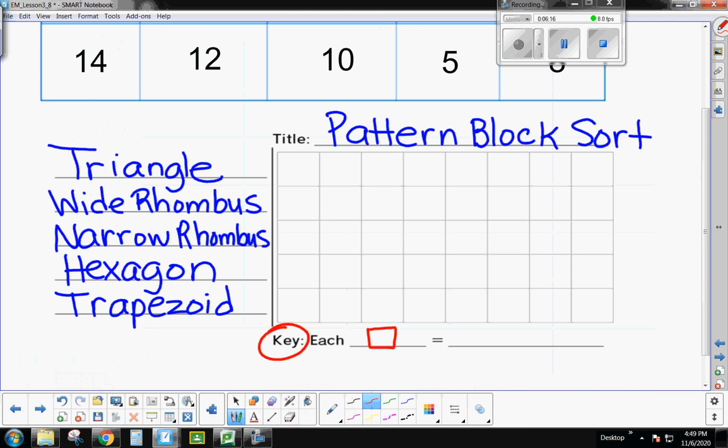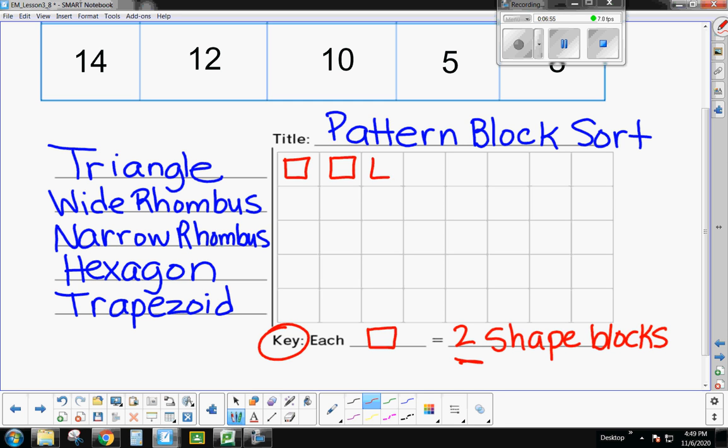So if I counted by twos and I needed to represent 14 triangles, 2, 4, 6, 8, 10, 12, 14, I'll be able to fit that in. So here's what I'm going to do. Down here on my key, I'm going to say that each square represents 2 shapes. Okay? And now, boys and girls, I'm going to fill in my data using these pictures. So I had 14 triangles. I'm going to count by twos because remember my scale is counting by twos. So 2, 4, 6, 8, 10, 12, and 14.